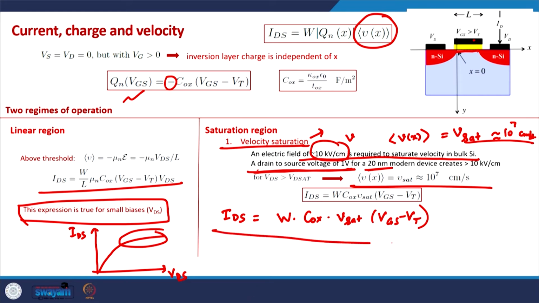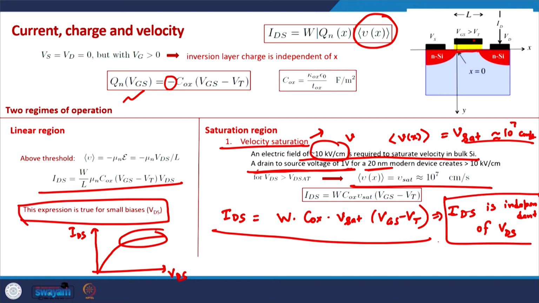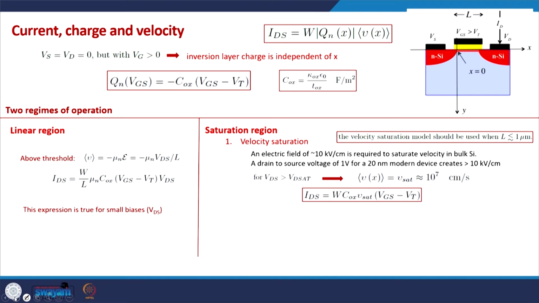And as you can see, this IDS is independent of VDS. So, that is the case when the saturation is taking place because of the velocity saturation in small channel MOSFETs. Generally, this velocity saturation model is used when the channel length is smaller than 1 micrometer, because in that case the electric field becomes higher than this value.